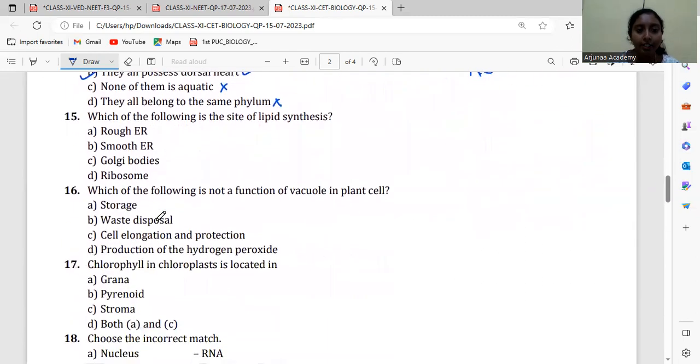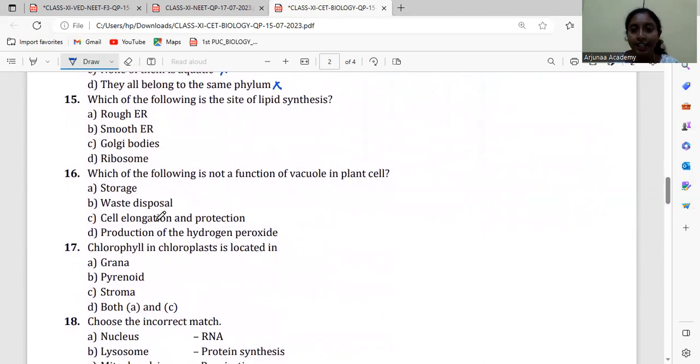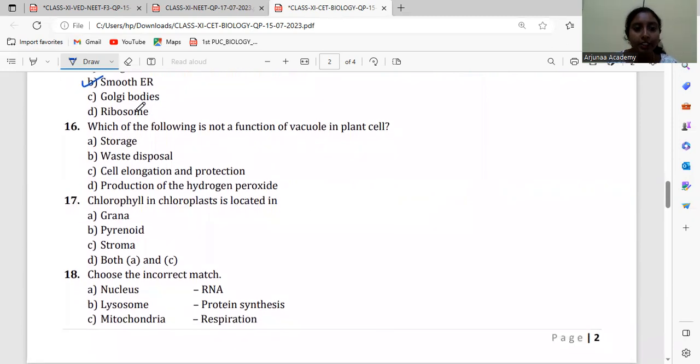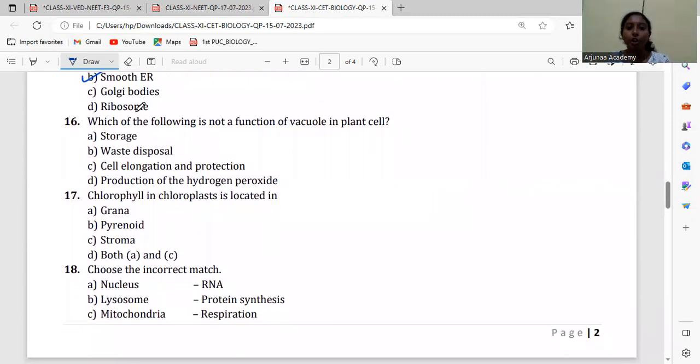So now we shall see some questions of the cell chapter. Which of the following is the site of lipid synthesis? We know it is a direct question. Smooth endoplasmic reticulum. Then 16. Which of the following is not a function of vacuole in plant cell? So in plant cell, what function will the vacuole not do?